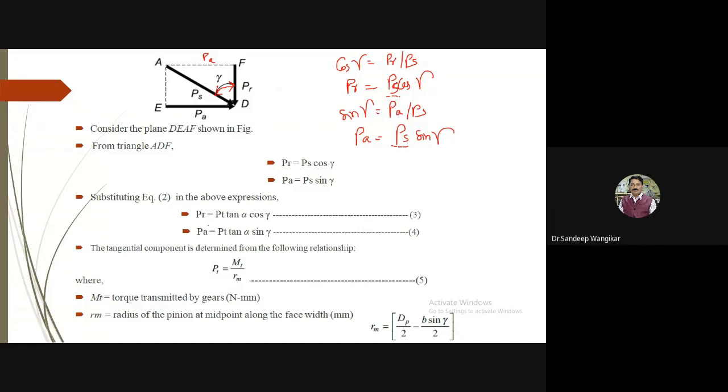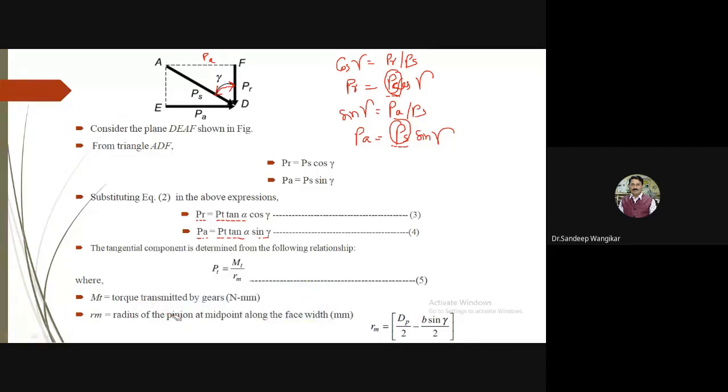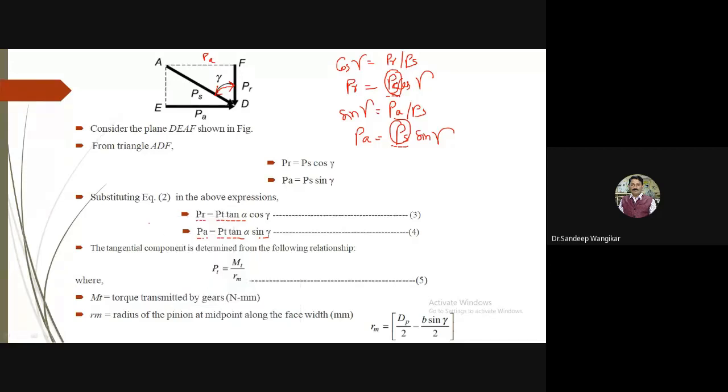So I will substitute PR is equal to PS cos gamma, and PA is equal to PS sin gamma. Here PS will become PT tan alpha, so I will replace the value of PS with PT tan alpha, and you will get equations number 3 and 4. So these are the two equations by using which we can directly calculate our forces.